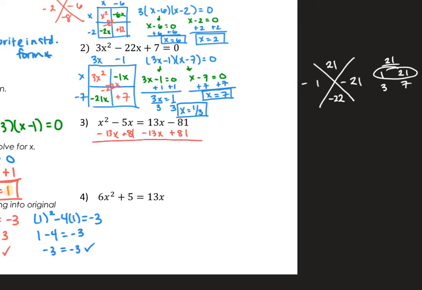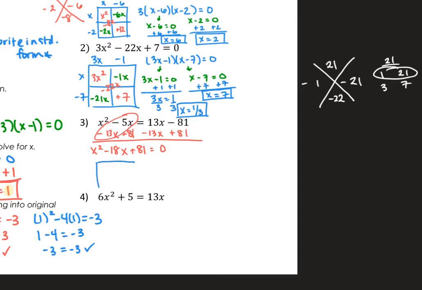Okay, now combining like terms, I'm going to start with my x squared, and then I have my x terms. So negative 13x and negative 5x is negative 18x. And then I have plus 81 equals 0. And once I have one side equal to 0, we're going to factor.